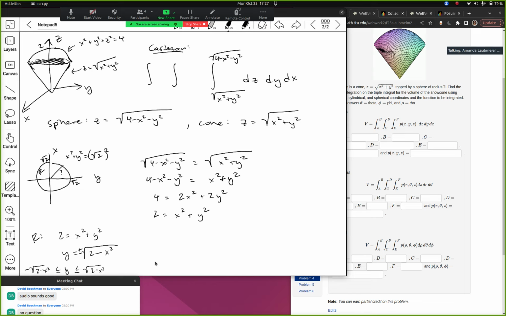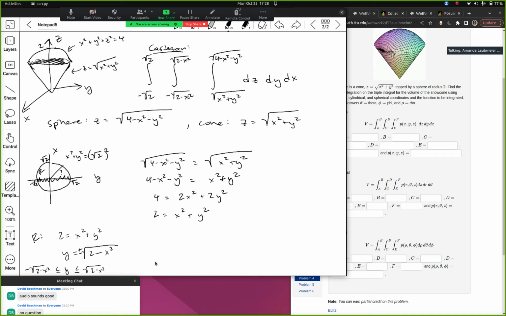Okay. So I can go ahead and put those on my bounds right now. And then to get my x bounds, I know this is a circle with radius square root 2. So I know my x goes from minus root 2 to positive root 2.